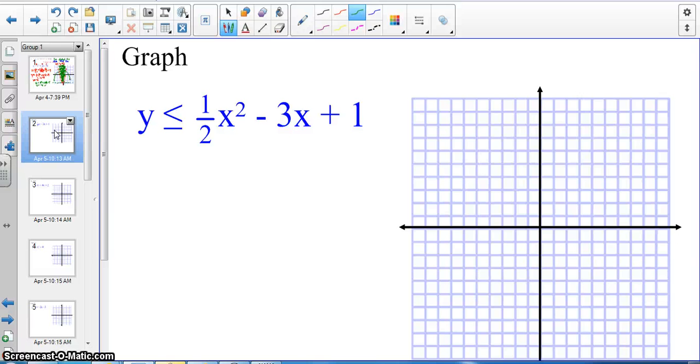Okay, this next one. And remember, you can always pause it, pick it up wherever you left off. You could pause it here, try this problem, then watch me work it out.